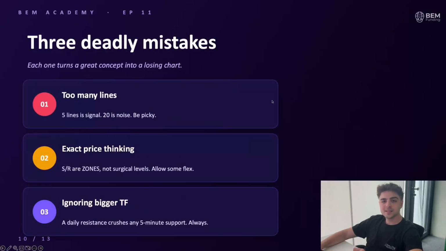There are three deadly mistakes that most traders make. 1. Drawing too many lines. 5 support and resistance lines on a chart is signal. 20 is noise. Be picky. 2. Treating support and resistance as exact prices. They're zones, not surgical levels. Allow some flex. 3. Ignoring the bigger time frame. A daily resistance crushes any 5-minute support. Always check the bigger picture first.